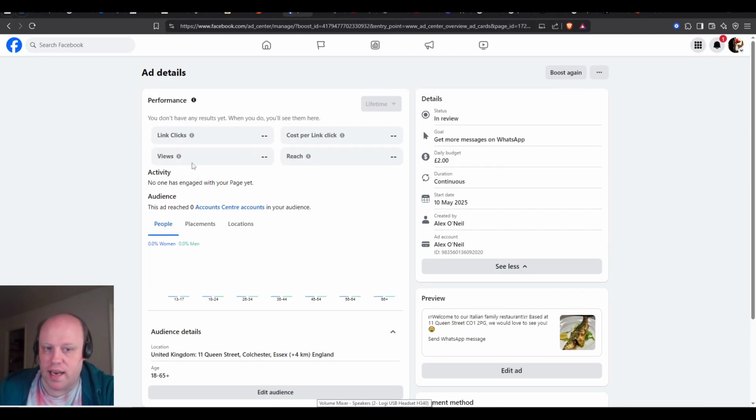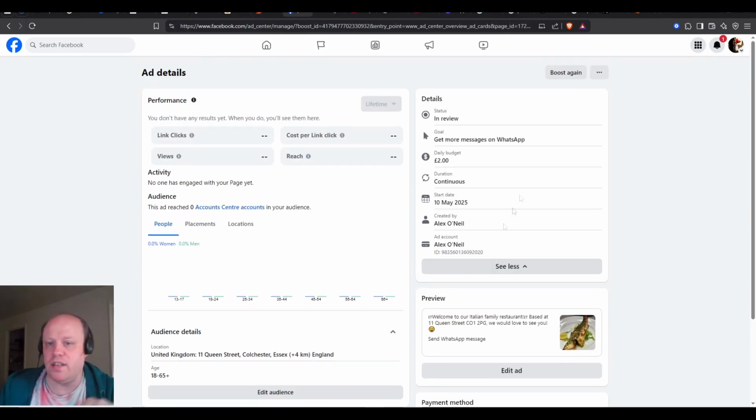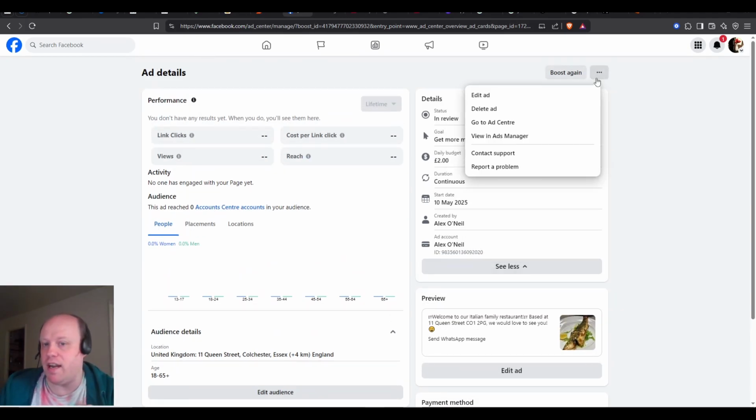We can see a little bit about how many people have clicked on it, the cost per click, the views, the reach of the ads, and we can generally see how the ad is going to function. We can also edit the audience, which is absolutely great, and if we really want to, we can delete the ad and stop it.